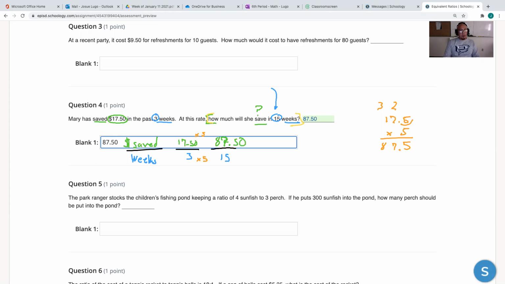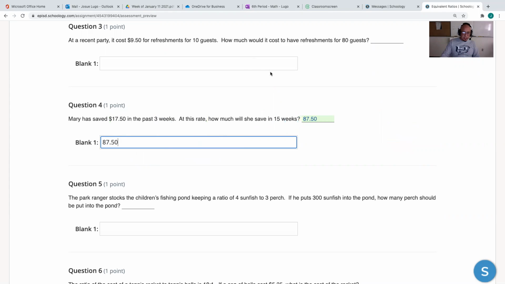Very good. Let's just do one more, just to get yet another example. And I'll leave this one up. Or rather, you can, I guess, rewind if you need to see that a little bit better. Question number 5. The park ranger stocks the children's fishing pond, keeping a ratio of 4 sunfish to 3 perch. If he puts 300 sunfish into the pond, how many perch should be put into the pond?